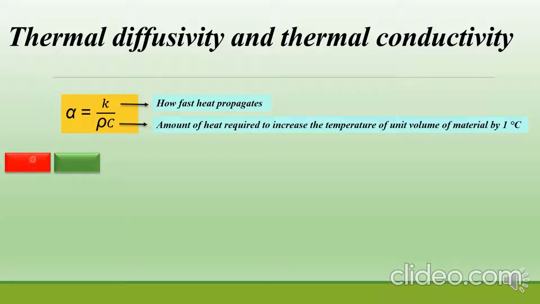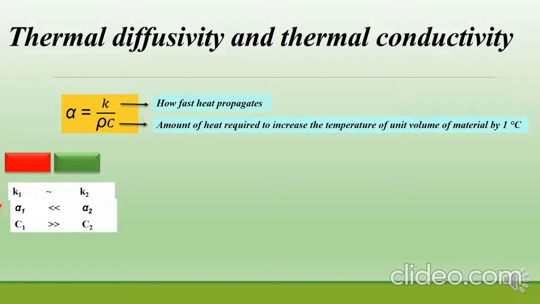Let's understand it through an example of two bodies which are red and green. Let's just assume that the thermal conductivities of both bodies are equivalent and the thermal diffusivity of the red body is lower than that of the green body, which means the heat capacity of the first one is higher than the heat capacity of the second because the thermal conductivities are equal.